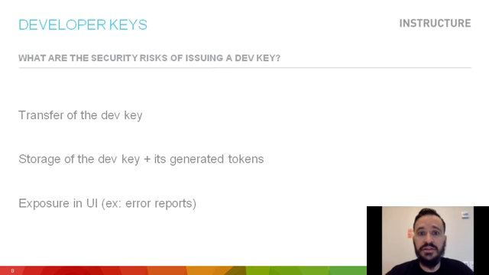So what are the security risks of issuing a developer key? Transfer of the developer key, storage, and exposure in a user interface are the main things that I would be concerned about. When you transfer the developer key, I have a recommendation for tools. I think I actually go into this later, so I'm not going to talk too much more about those points. It's basically, you just want to keep the developer key in the hands of the people who should be able to see it. So make sure that everybody who's able to see it is supposed to see it.